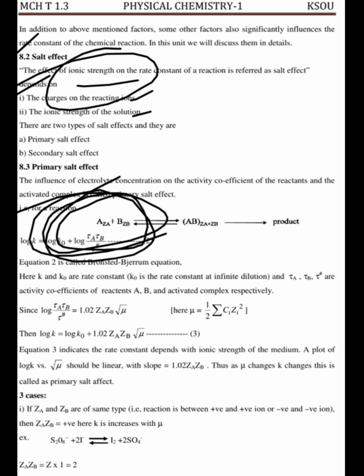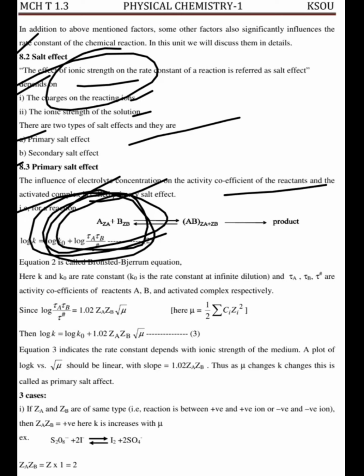So there are two types of salting effects: primary salt effect and secondary salt effect. The primary salt effect is the influence of electrolyte concentration on the activity coefficient of the reactant in the activated complex.